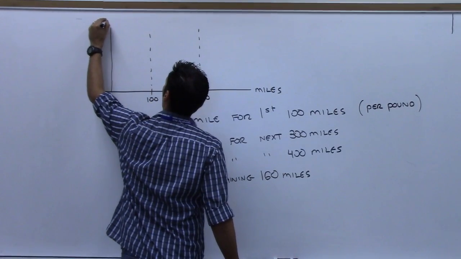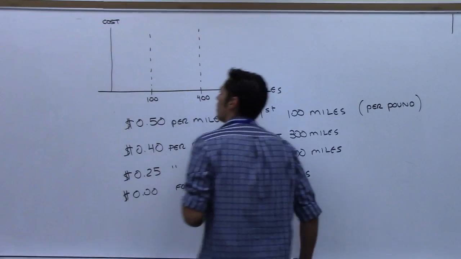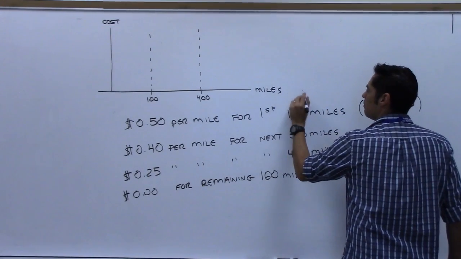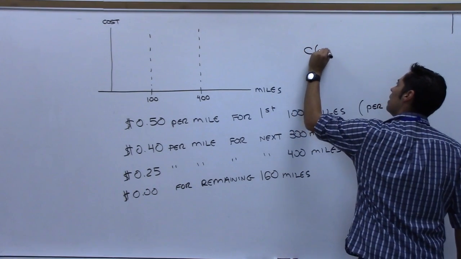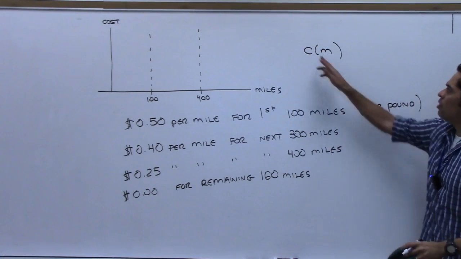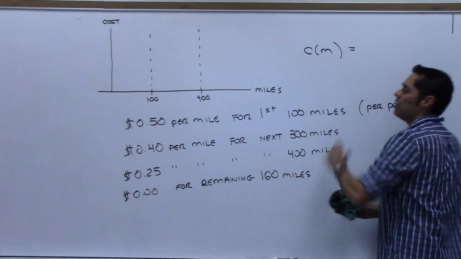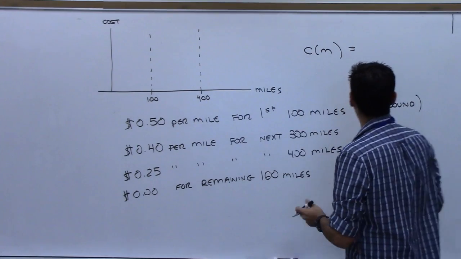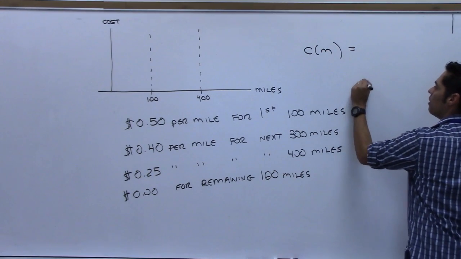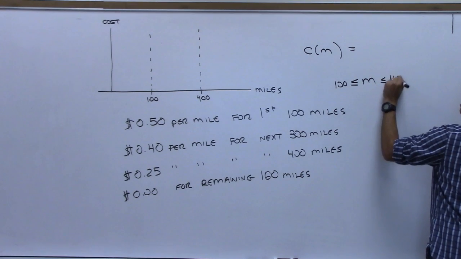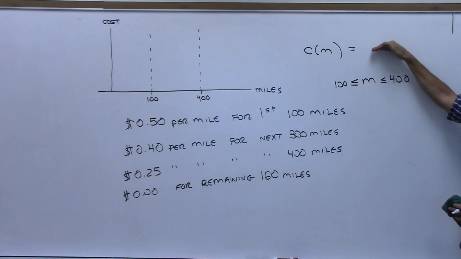This is cost, right? And let's let miles in our cost function be M. So we're going to say the cost is a function of miles. We know for sure if we're going to go between 100 and 400 miles, so I'm going to put a domain restriction here. M is between 100 and 400 miles, then my cost is going to be this.